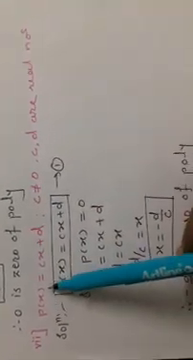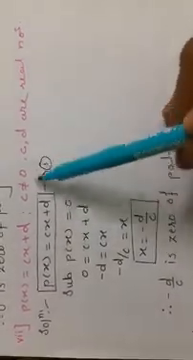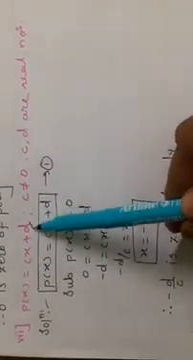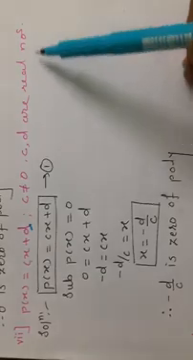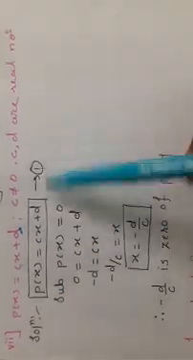Seventh problem, p of x is equal to cx plus d. And here c is not equal to 0. If c is equal to 0, then we will get a constant term, and c and d are real numbers as they had mentioned. So p of x is equal to cx plus d.